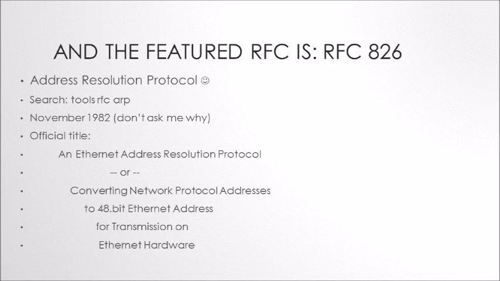The reason I put that in there is because this one actually post-dates the RFC for ICMP, which I thought was a little strange. But there we have it. The official name for this particular RFC is not just the Address Resolution Protocol, but converting network protocol addresses to 48-bit Ethernet address for transmission on Ethernet hardware. And really the whole point there is that at this time, not everybody had the same kind of hardware.